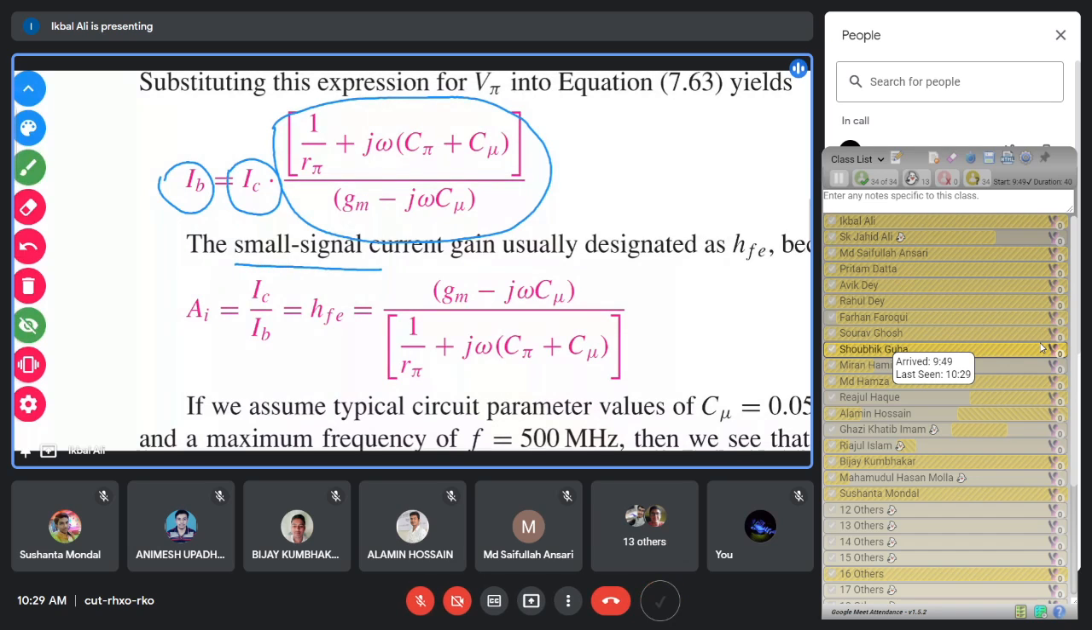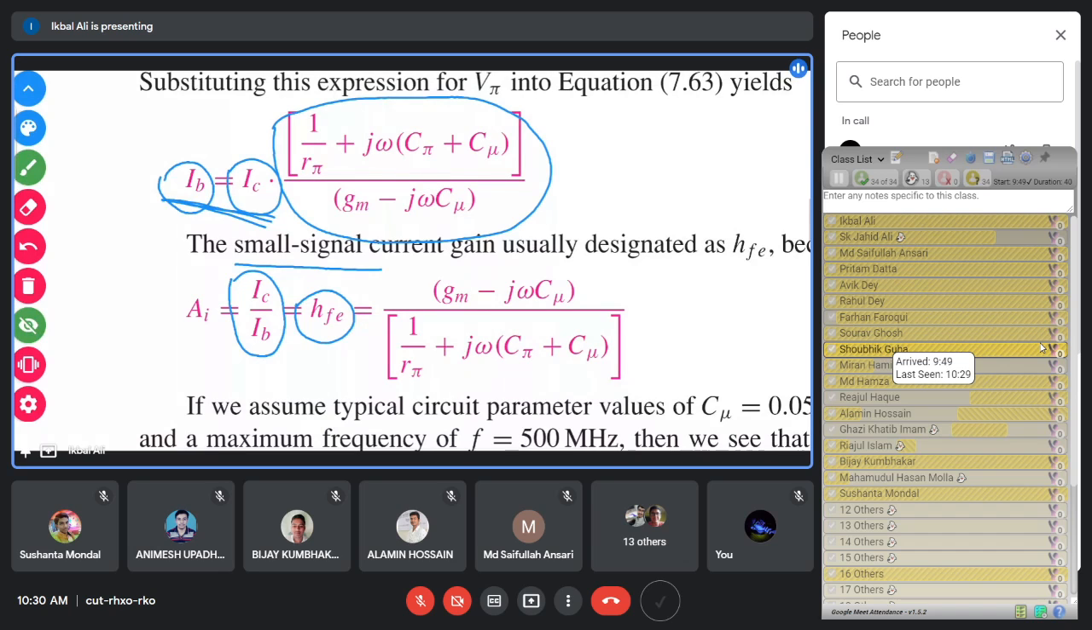So what will be the small signal gain? It will be simply the output current divided by the input current, IC by IB. This is also known as HFE. HF is the small signal gain, and E stands for common emitter because the emitter is grounded. So this will come out to be IC by IB.